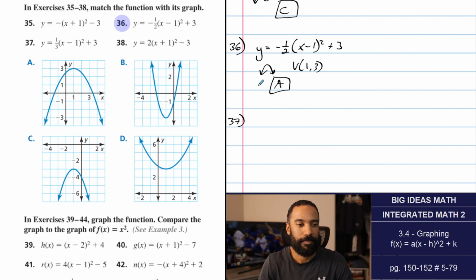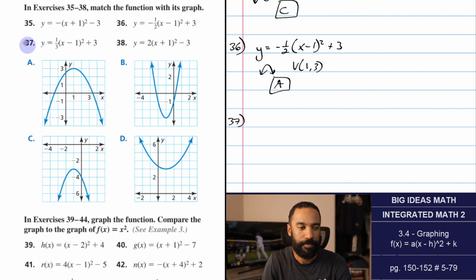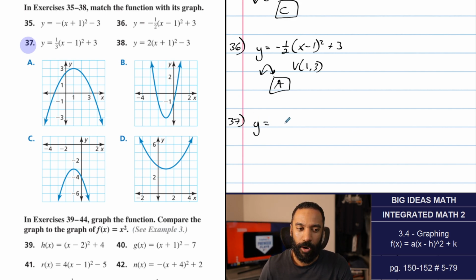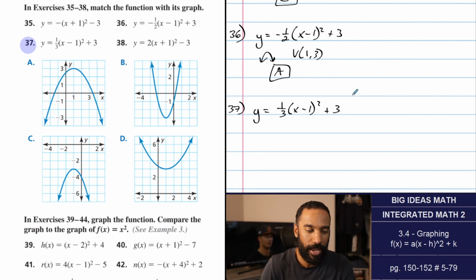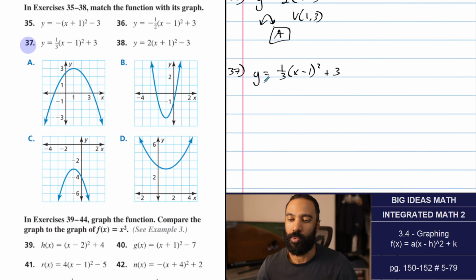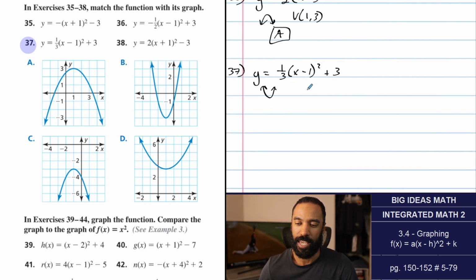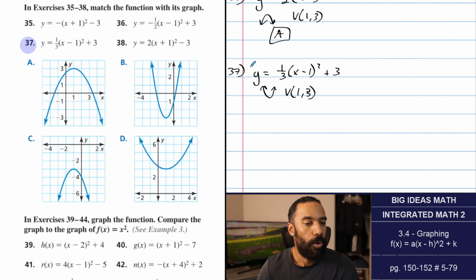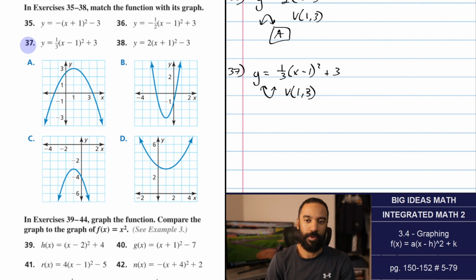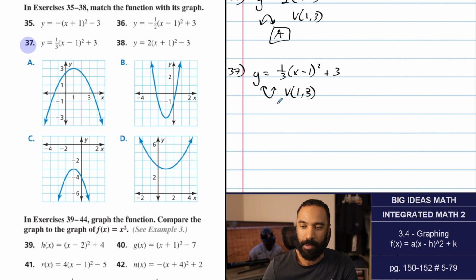Number 37, we have y equals 1/3 times (x minus 1) quantity squared plus 3. See, I wish they had a couple more of these where they had the same vertex, and the stretch factors were different and state which one's wider, which one's whatever. So (x minus 1) squared plus 3, this is right side up facing, and that minimum vertex is at 1, 3. That looks like part D when it faces upward. It also looks vertically compressed. That makes a lot of sense.